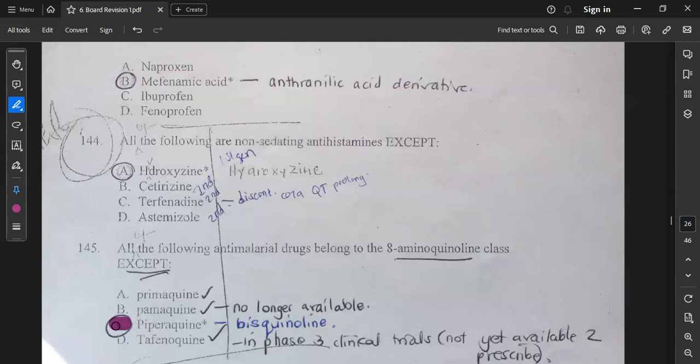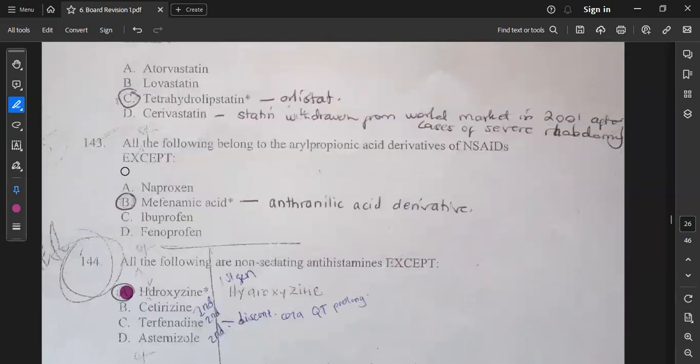All the following are non-sedating antihistamines except: hydroxyzine, cetirizine, pirfenidine, stemizine. Hydroxyzine. Okay, that's new. By the way, hydroxyzine is converted to cetirizine in the body. Okay. If you have any question, any concern, we can always speak up.